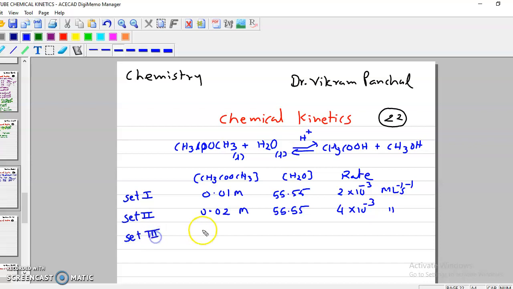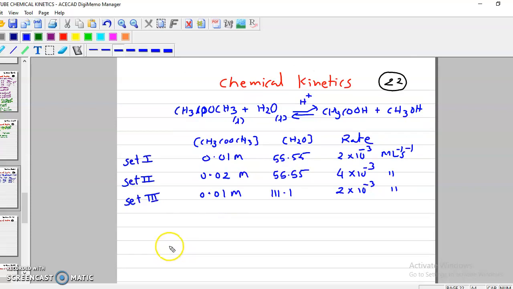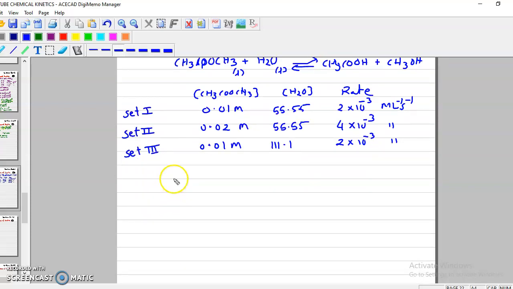Now set 3, here we keep the concentration of ester same, but let us change the moles of water, 111.1 mole, and here the rate is found to be 2 into 10 raised to minus 3 mole per liter per second.